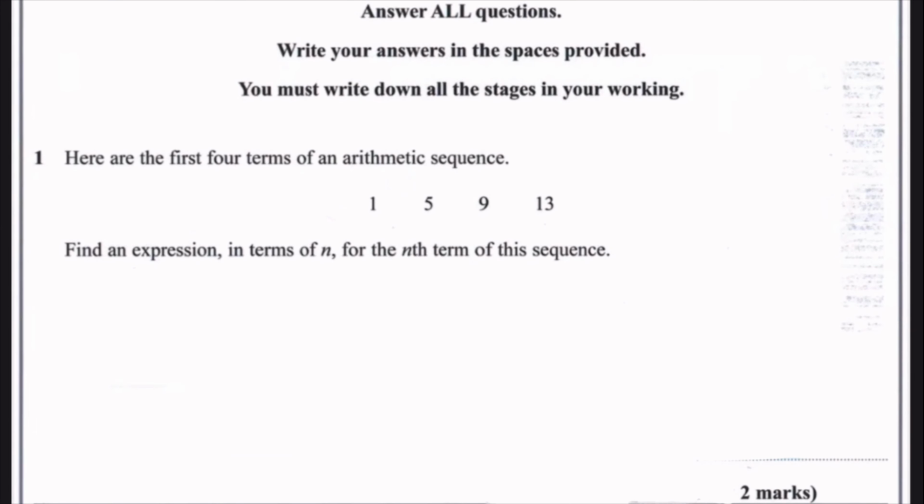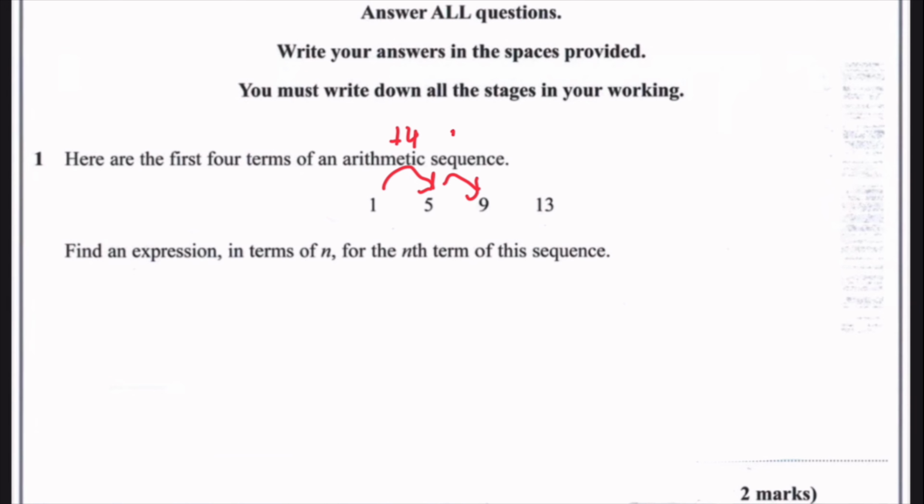It starts off with an nth term question. So we're looking here for the nth term of this sequence. We're given the first four. So first thing when we're finding the nth term is we need the first difference. So here we've got plus 4, and plus 4.